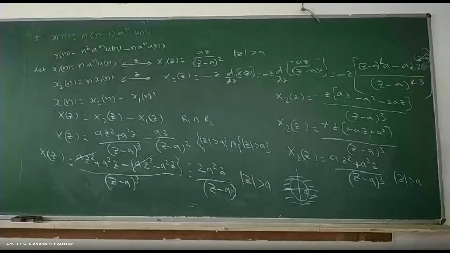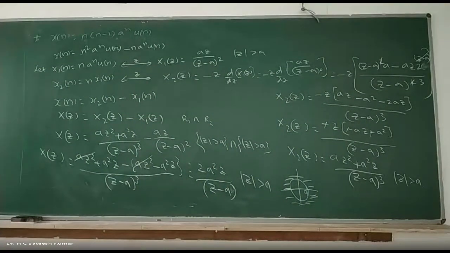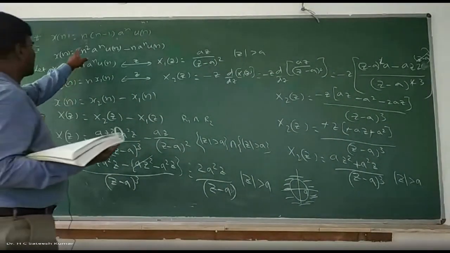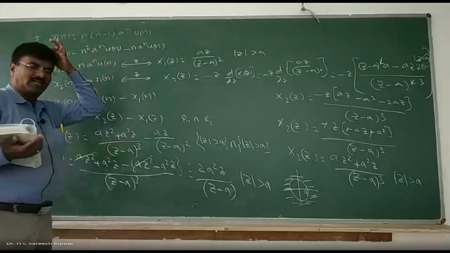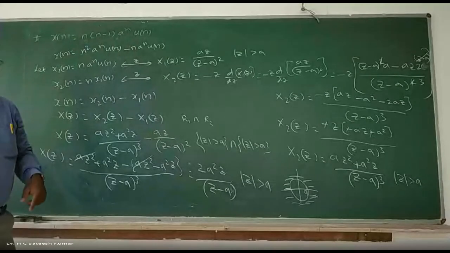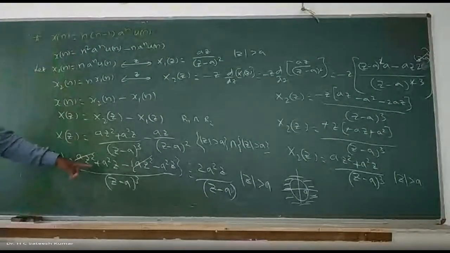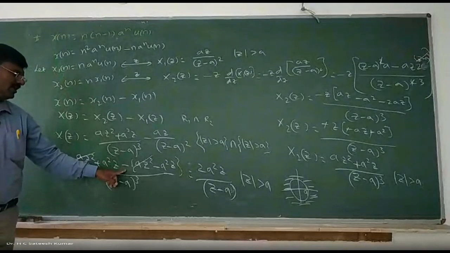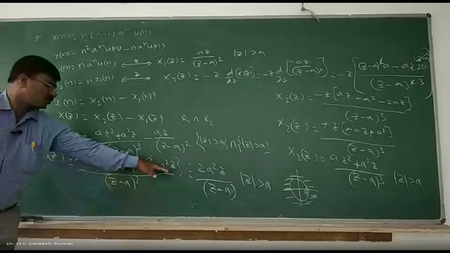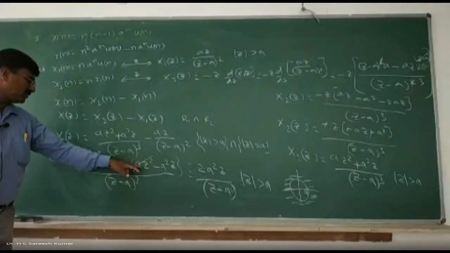So that's how we should do it. This is the way you can do, and you can simplify to this. The same problem is repeated with n into n plus 1 into a power n into u of n, which was asked in one of the papers. If you do that, what will happen? Same thing will be there. This plus will be there, and automatically these two will get cancelled.